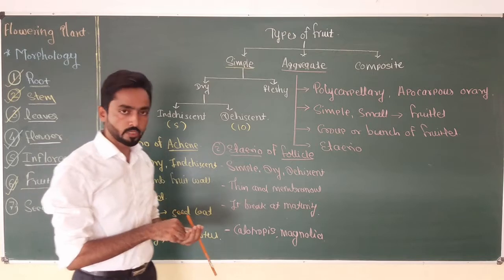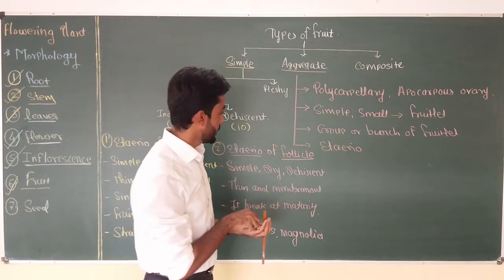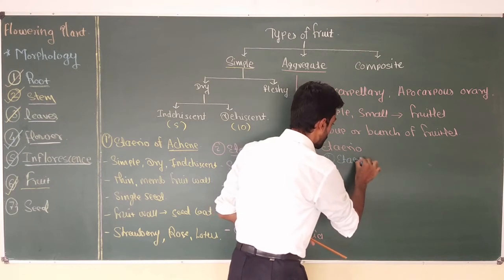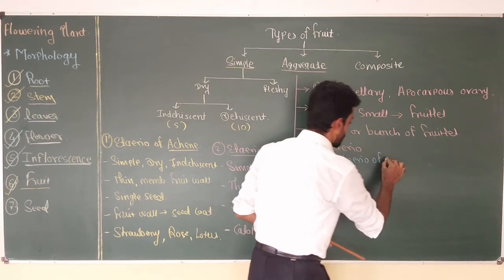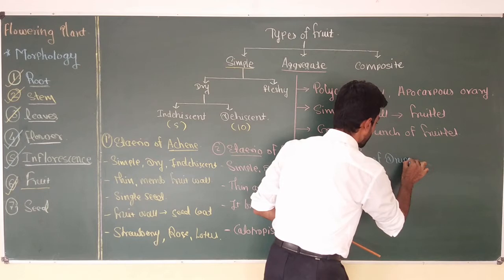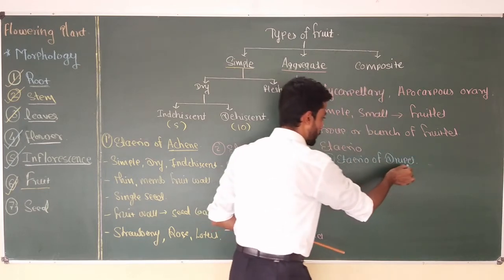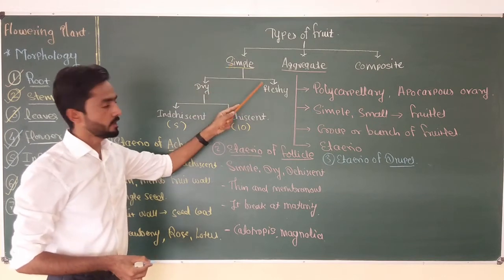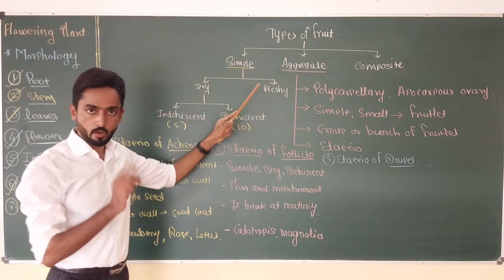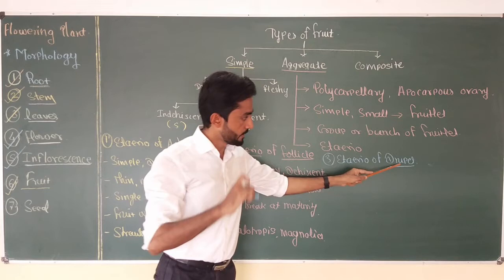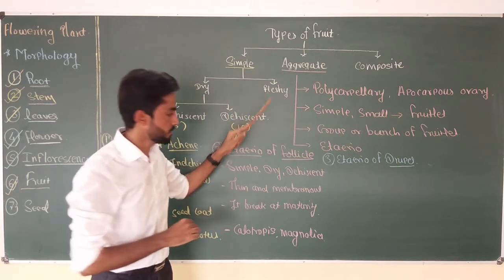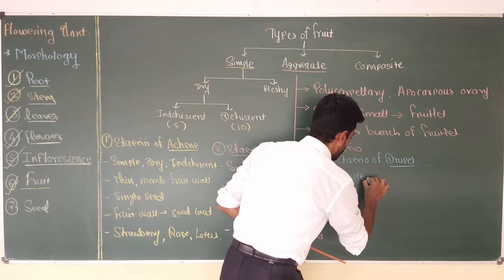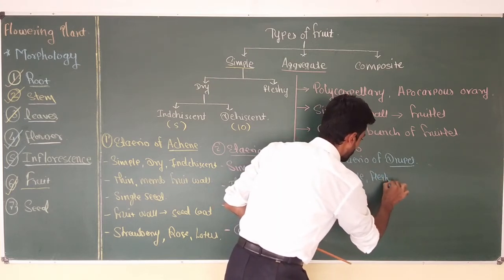Now the third type of aggregate fruit is Etaerio of drupes. So this drupe is nothing but a type of simple fleshy fruit. Okay, I have already discussed drupes in my fleshy fruit video. Okay, so it is a simple fleshy fruit.